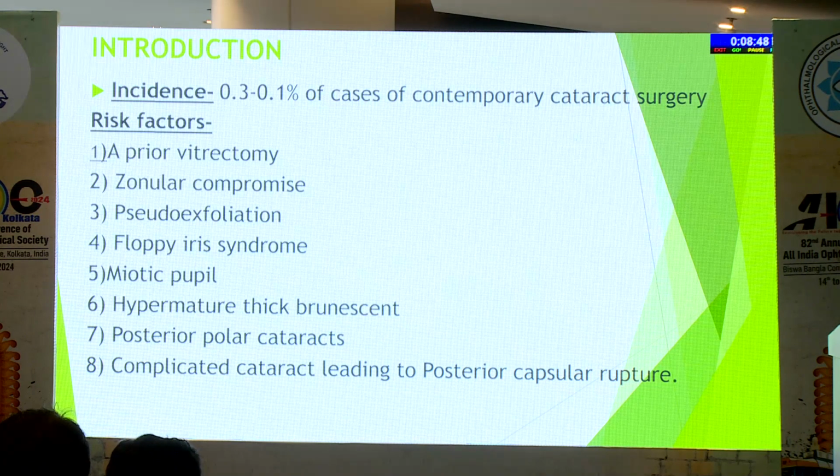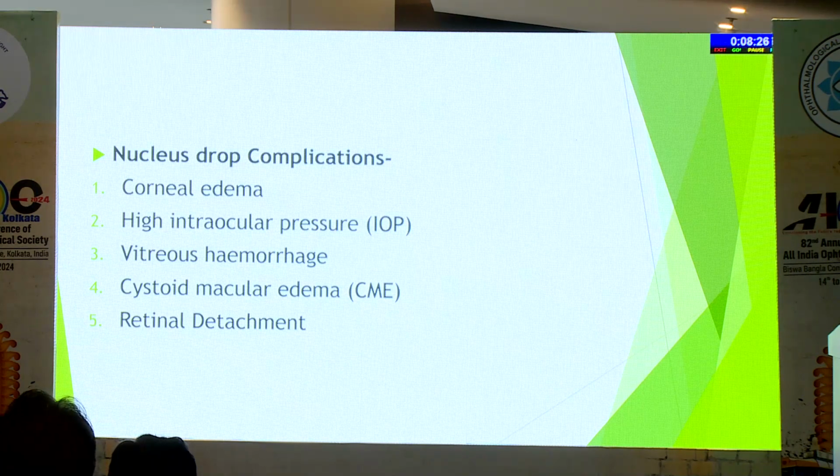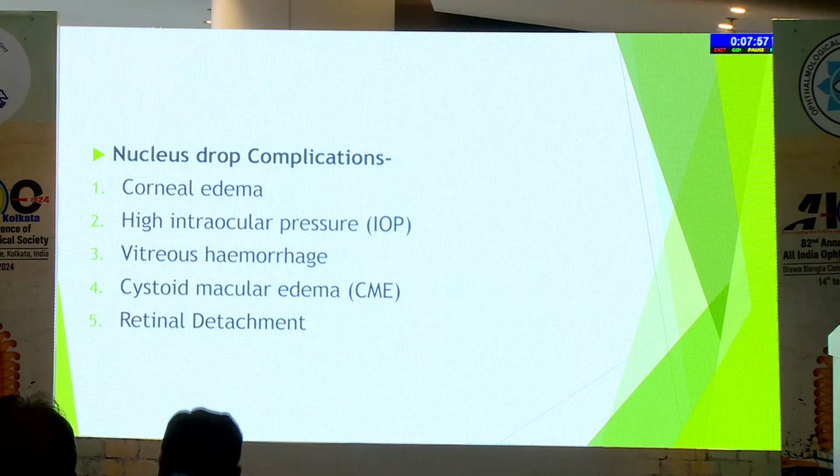These are conditions you must examine properly and then proceed with great caution and attention, because the complications that follow a nucleus drop, cortical matter drop, or iris coming into the anterior chamber are serious: corneal edema, high intraocular pressure, vitreous hemorrhage, cystoid macular edema, and retinal detachment. Sometimes you are not able to handle these, and you and your patients remain anxious until the patient has a good vision outcome. So please take precautions before proceeding with such cases to avoid these complications.